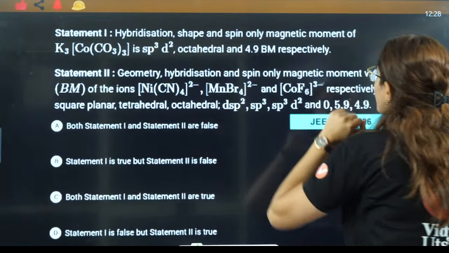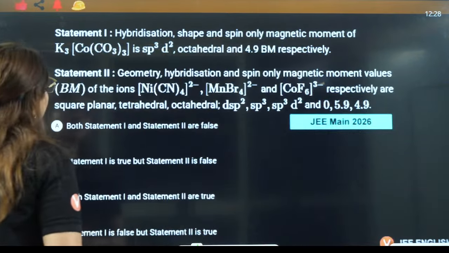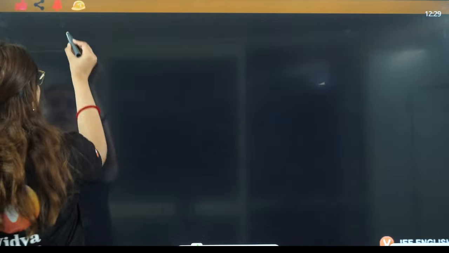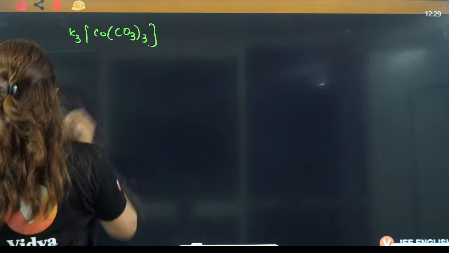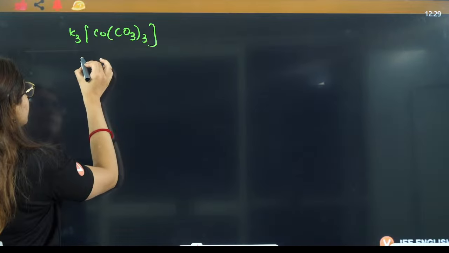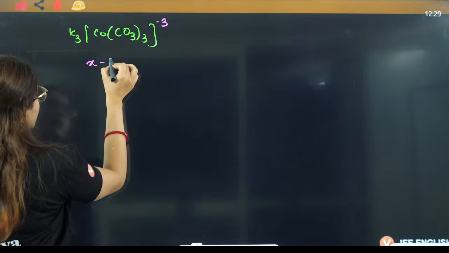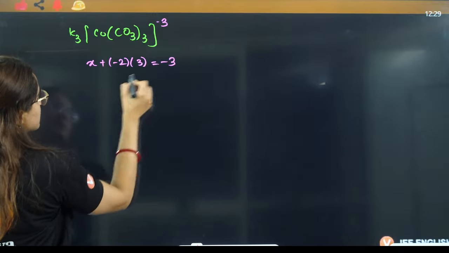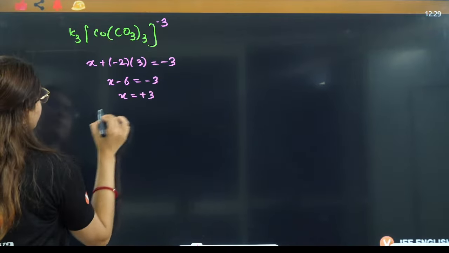Hybridization, shape and spin only magnetic moment of K3[Co(CO3)3] is what? Okay. So if I talk about K3[Co(CO3)3], this one. Calculate the oxidation number. This is 3, this will be minus 3 here. This is x, minus 2 is the charge on this, and this is 3. It is equal to minus 3. x minus 6 is equal to minus 3. So x is equal to plus 3.